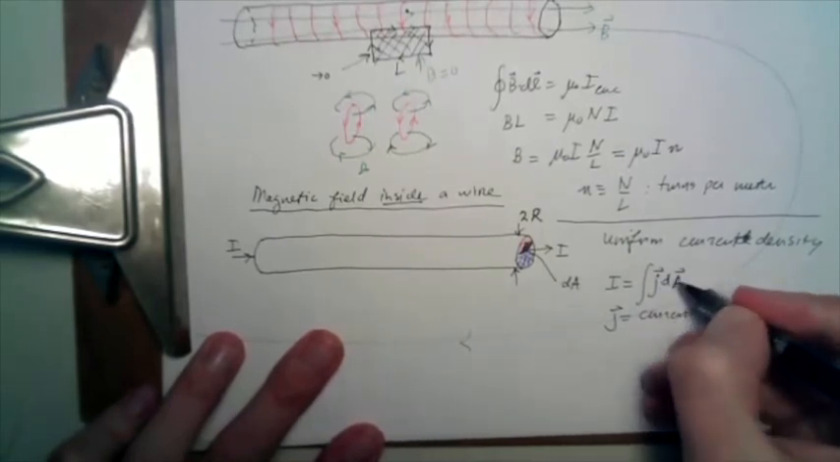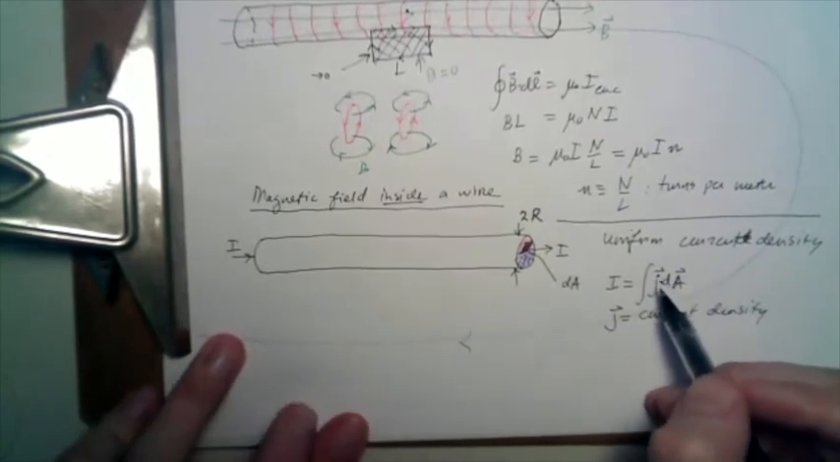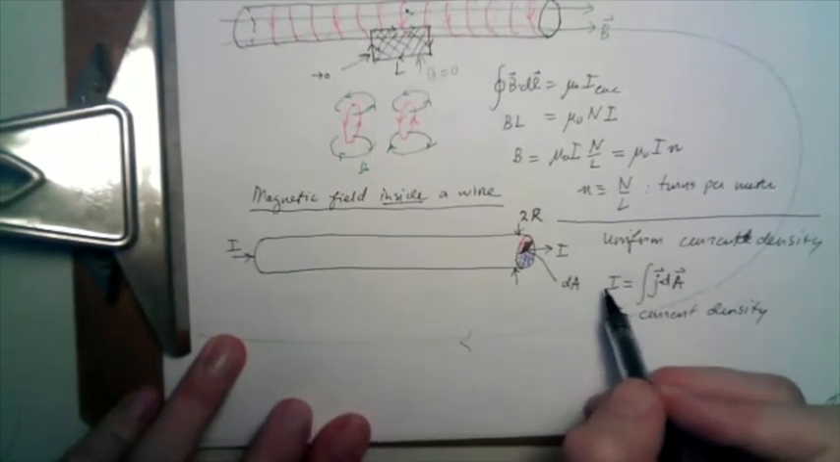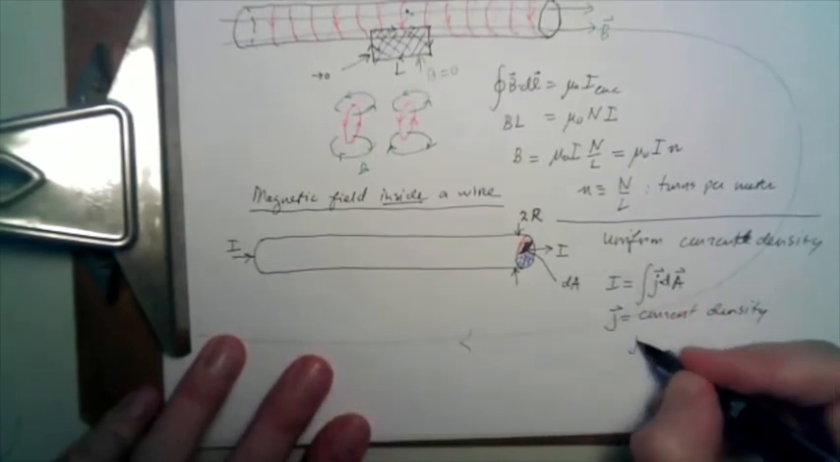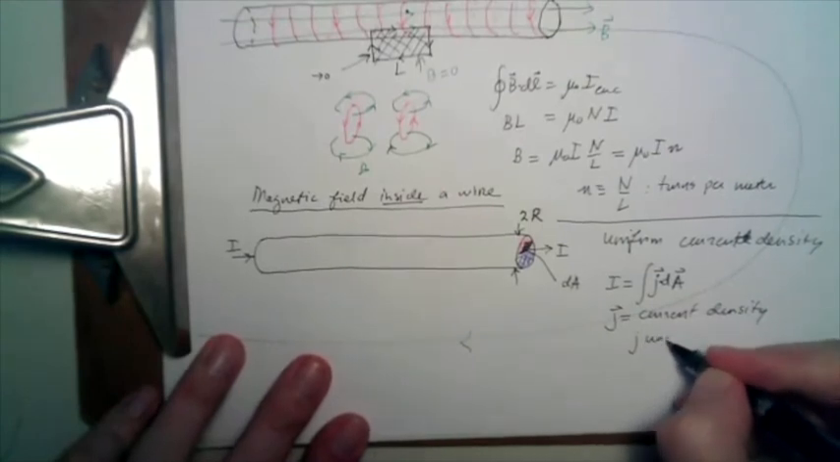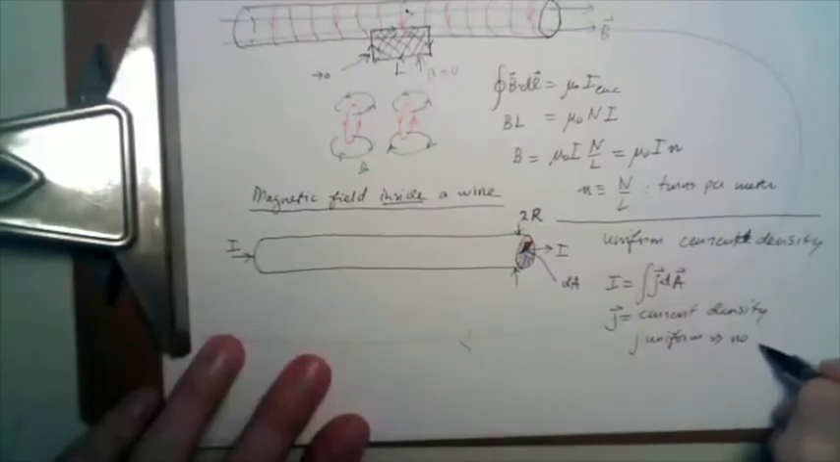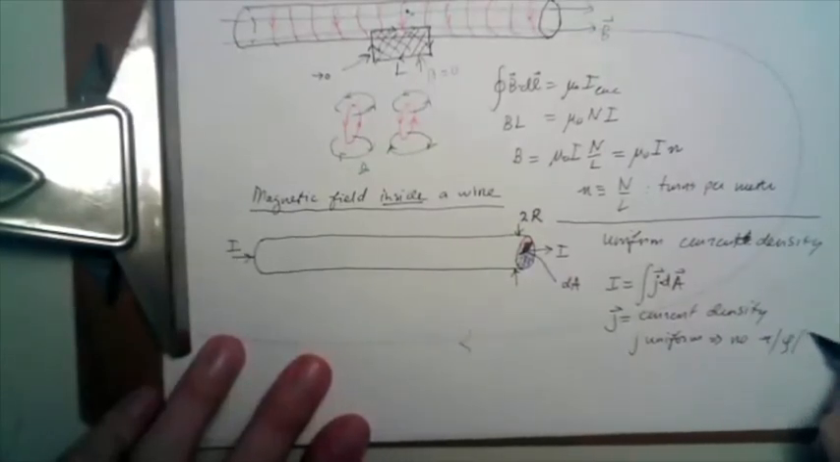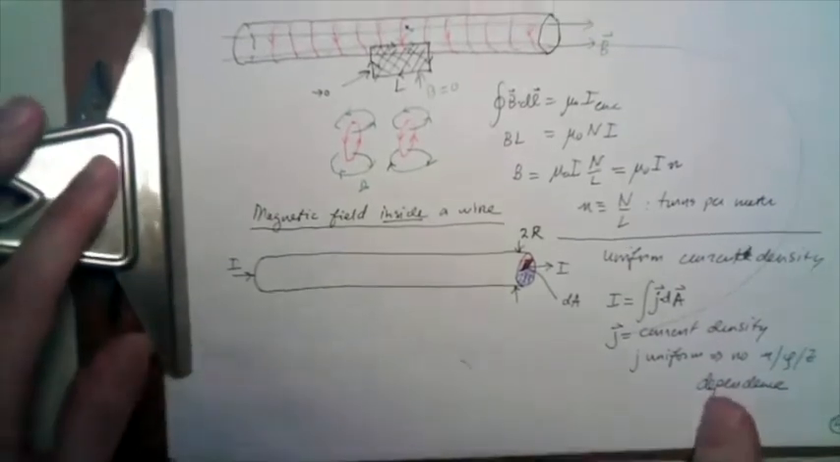And therefore we need to do it like this. dA has a vector that is pointing in a normal in the direction of J. So total current, current density is uniform. So J is uniform, so no R or phi or Z dependence. And that's what we will assume.